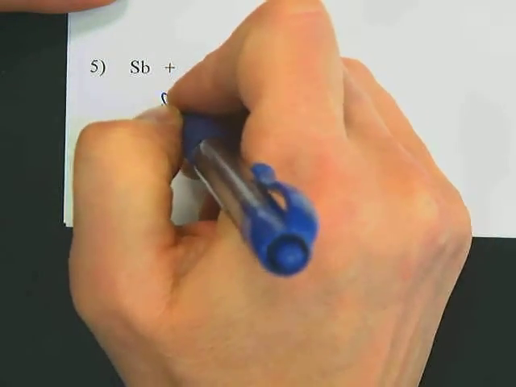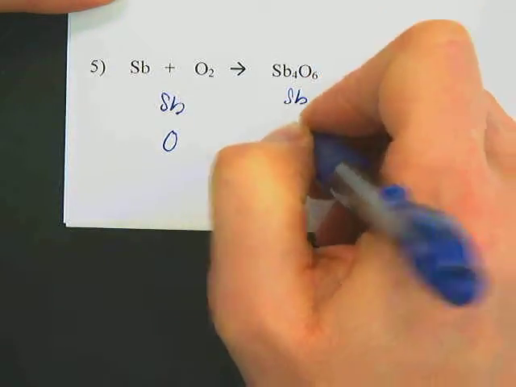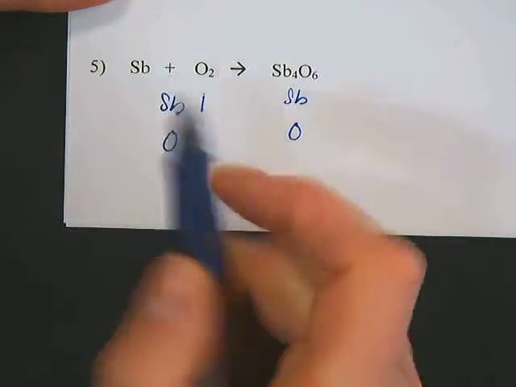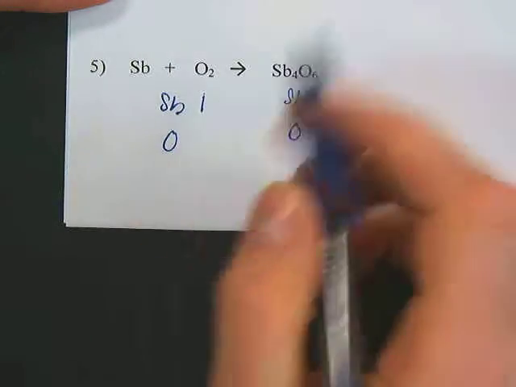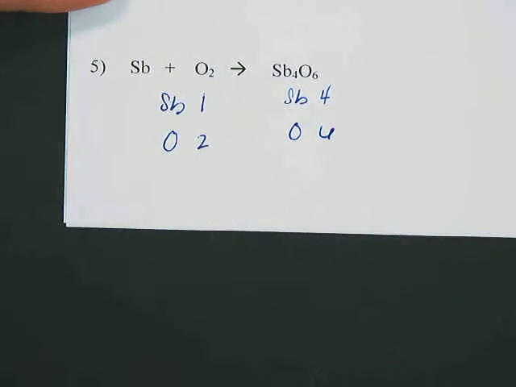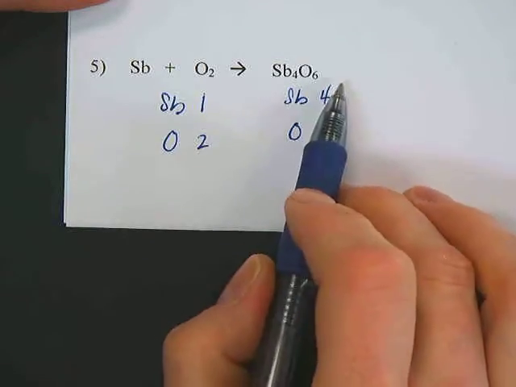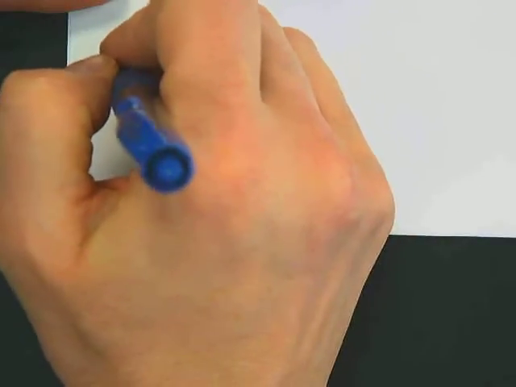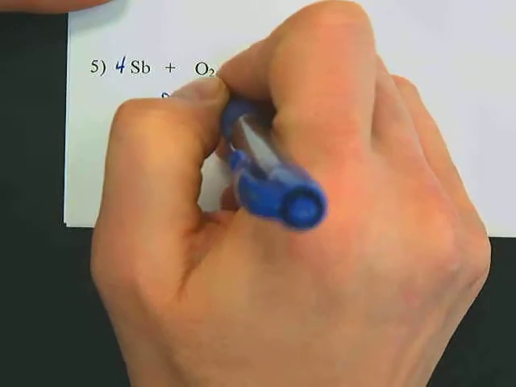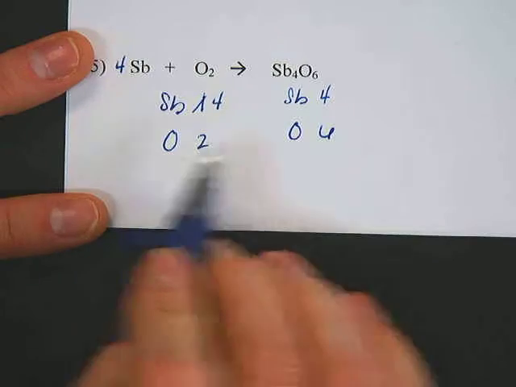So on the reactant side, we have Sb, which is antimony, and oxygen. On the product side, we have the exact same thing, Sb and O. So we have 1 atom of antimony because there's no subscript there, and 2 atoms of oxygen. On the product side, we have 4 Sb and 6 O. So the first thing that we're going to do is balance the antimony, the Sb. So since there's 4 on the product side and only 1 on the reactant side, we need to put 4 in front of the reactants. So now we have 4 atoms of Sb on both sides.